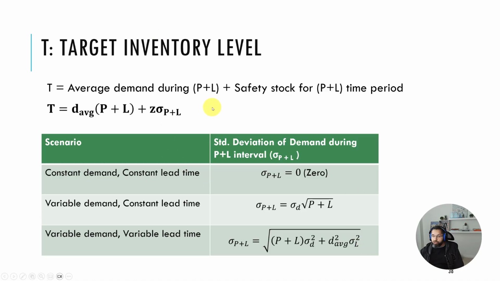Okay. So using the appropriate formula, given the situation you're in, you'll find sigma PL. You would find Z like before using the NORM.S.INV function in Excel, multiply Z by the standard deviation of demand during the protection interval to get safety stock. Then you would add to the average demand during the protection interval, D times P plus L, the safety stock to get T.